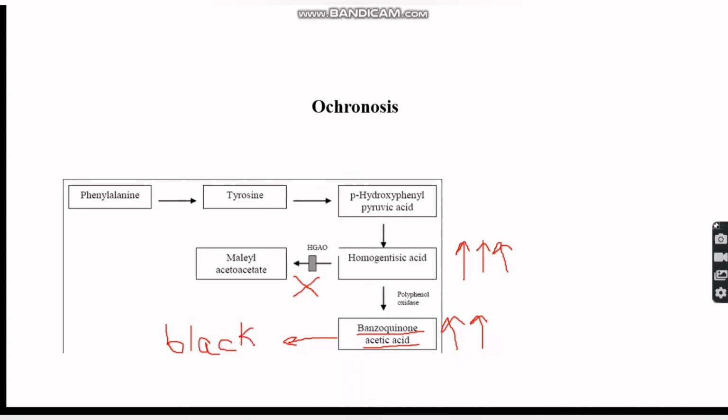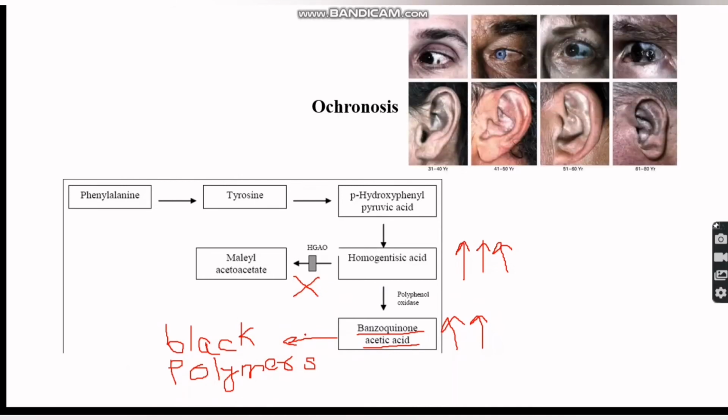So this homogentisic acid will start producing benzoquinone acetic acid, which in turn will be converted into black polymer forms. These black polymers then get deposited in the collagen of cartilage. This whole process is known as ochronosis. Here in the picture you can see that there is a dark spot in the eyes, as well as in the cartilage area on the outer side of the ear. This condition is known as ochronosis.